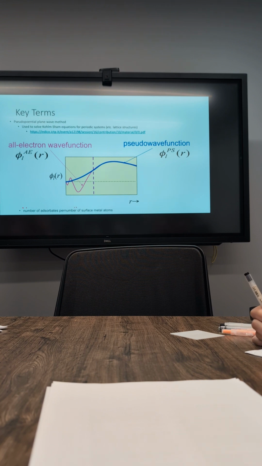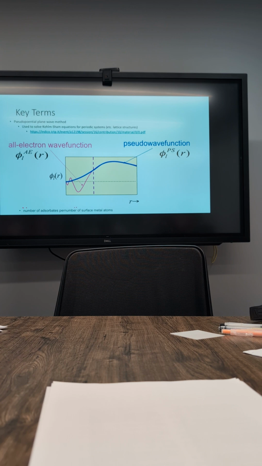So I also wanted to throw in key terms. So this is the scary density functional theory section. So there's the pseudo plane wave theory method. So it's an approximation for the wave function of atoms. So I threw in this picture.